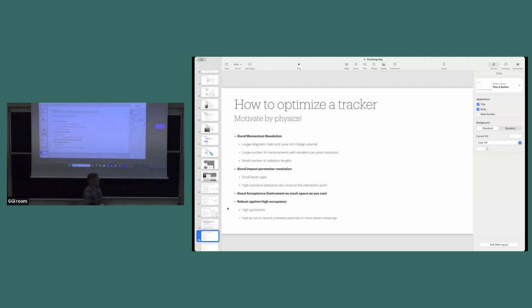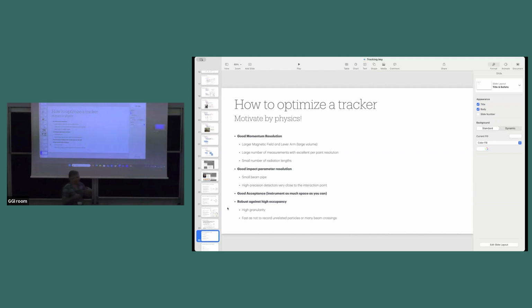So how to optimize a tracker? Well, in order to get good resolution, you would like to have as large a magnetic field and as large a volume as possible. You would also like a large number of measurements with excellent per-point resolution and a small amount of material. In order to get good resolution on the impact parameter, or where exactly the particle comes from, you would like a small beam pipe, and you would like the high precision detectors to be as close as possible to that interaction point.